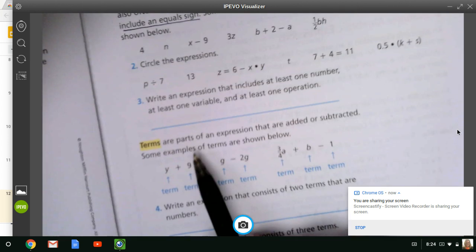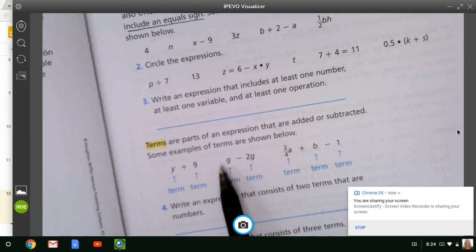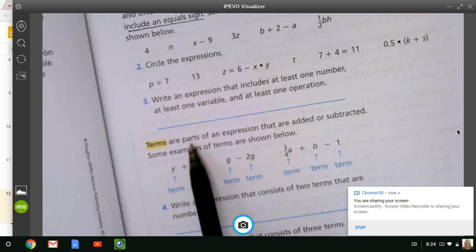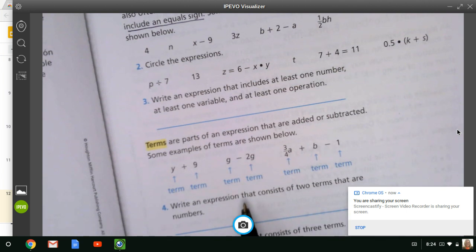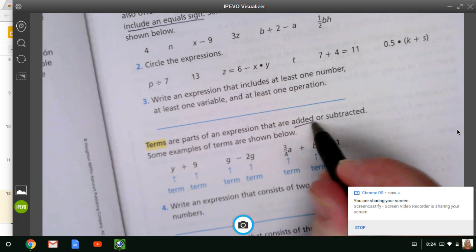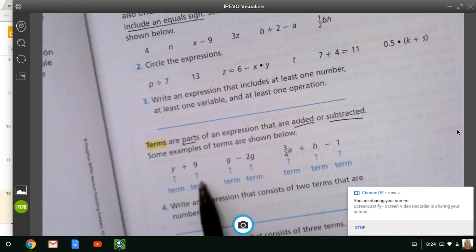Terms. Terms are parts of an expression that are added or subtracted. Some examples of terms are shown below. Here's a term. So these are the parts of an expression that are added or subtracted. So just adding or subtracting parts. Y plus 9. Y is a term, 9 is a term. So there are two terms in this expression.